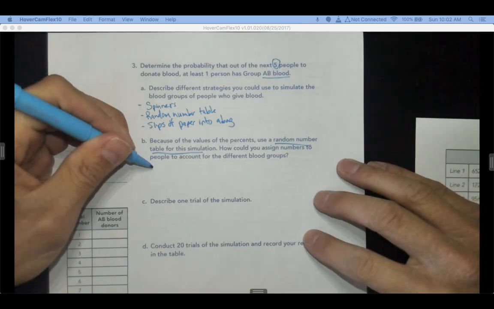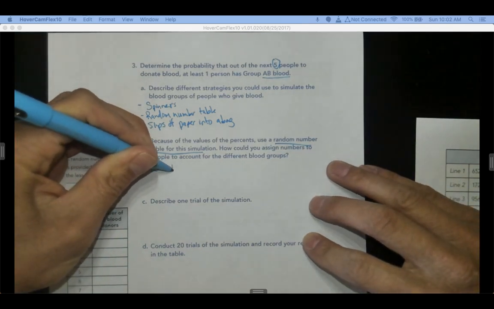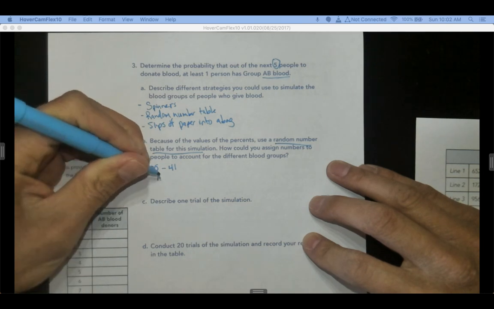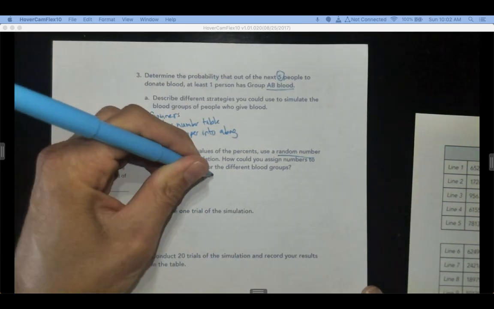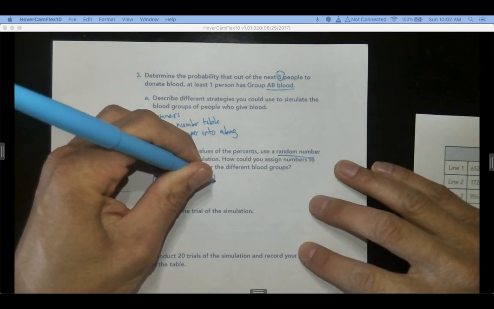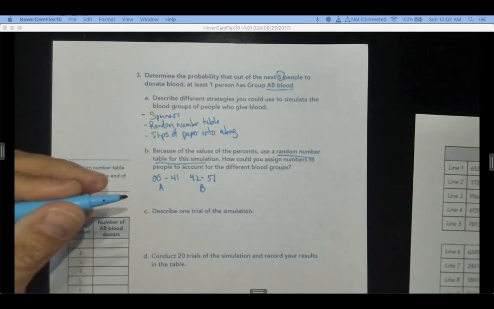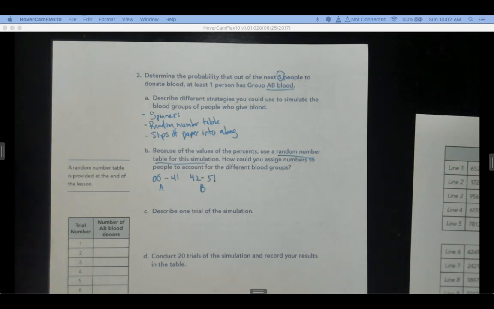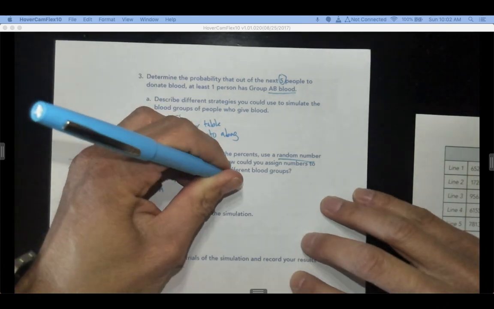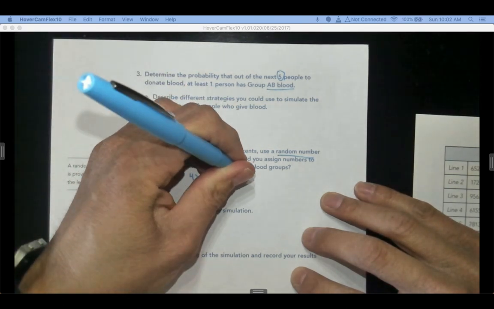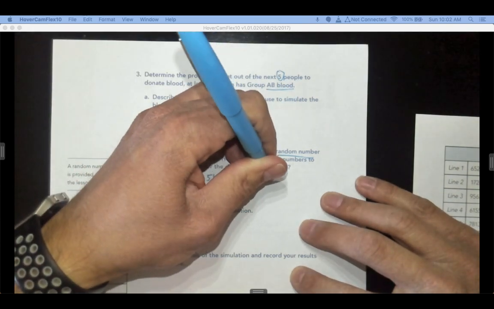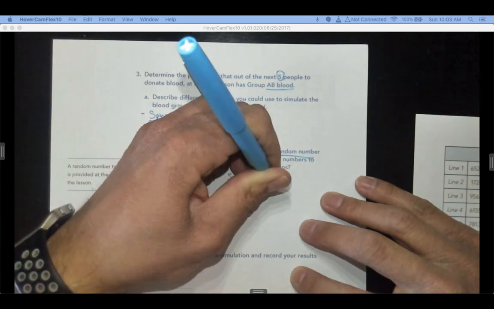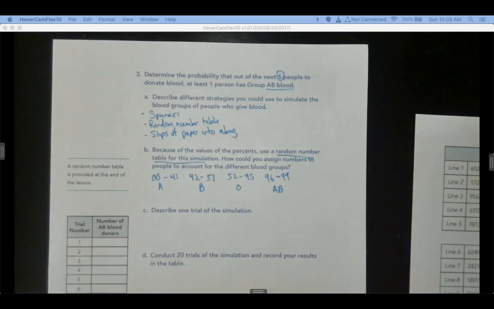All right, so I could do 0 to 41 would be type A, because if I look on here, it would be 42%, and 0 counts as the first one. Then you could do 42 to 51, and that could be type B because there's 10% in type B. And then next could be 52 to 95, and that'd be type O. And then finally, I could have 96 through 99 be type AB. Okay? And that's what we're looking at here.